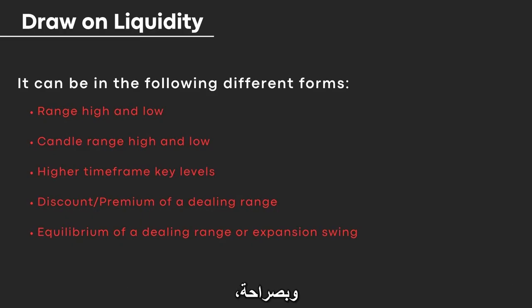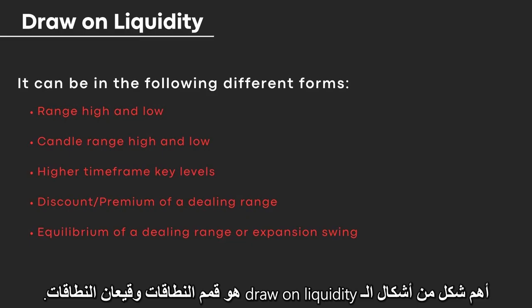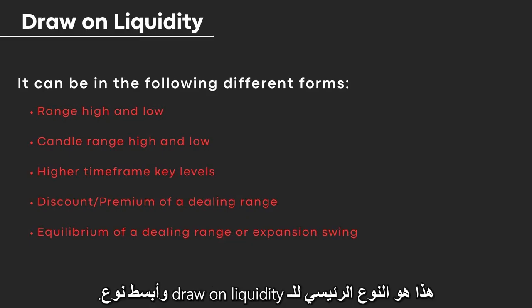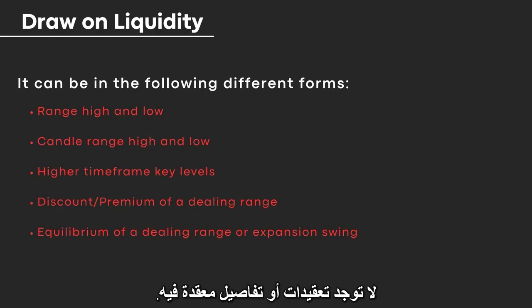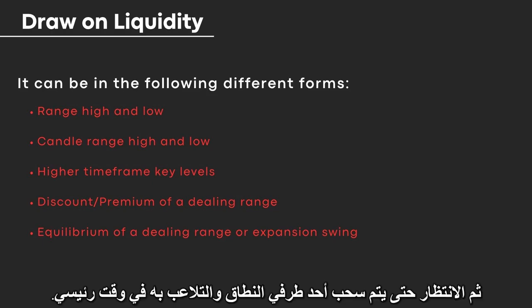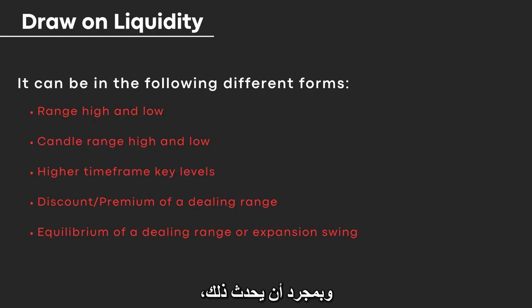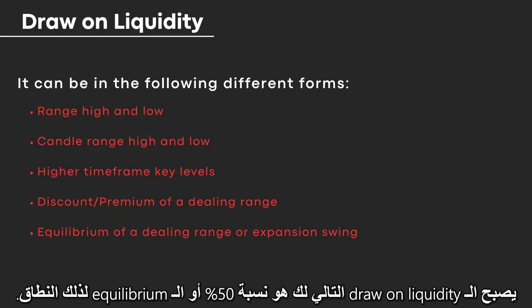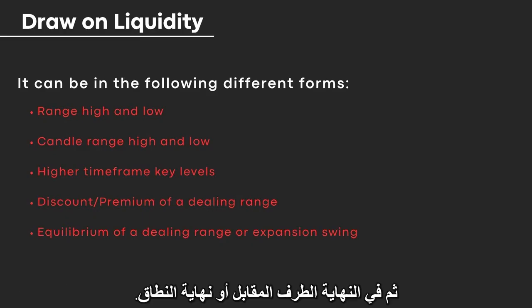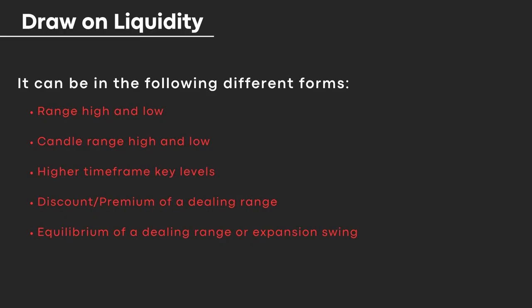The first and honestly the most important form of drawn liquidity is range highs and range lows, right? This is the main type of drawn liquidity and the most simple type. There are no complicated or complex intricacies or details to it. You just have to determine the range high and range low and then wait for one extreme of the range to be purged and manipulated at a key time. Once that happens, your next drawn liquidity becomes the 50% or the equilibrium of that range, and then eventually the opposing extreme or end of the range, right?